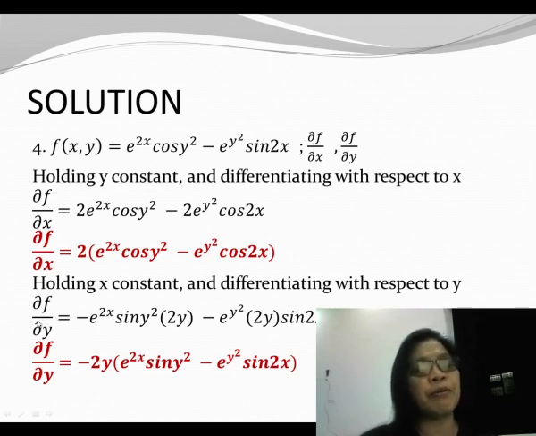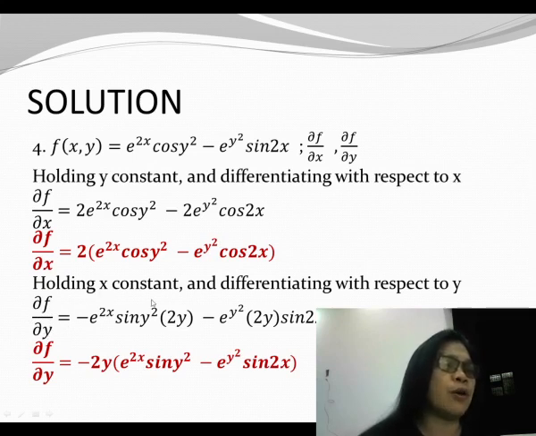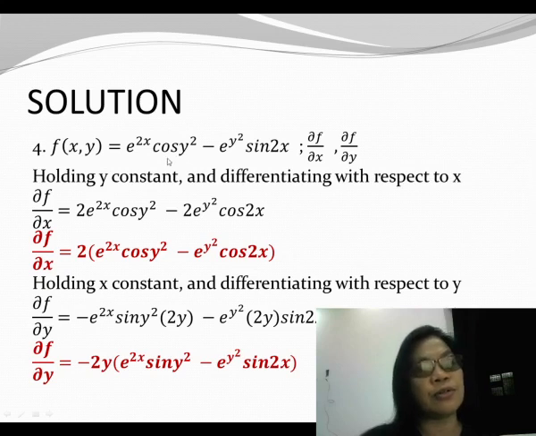And for the partial derivative of the function with respect to y, we consider x as constant. Therefore, e raised to 2x will be constant, and all we have to do is differentiate the cosine y squared. The derivative of cosine is negative sine y squared, and then we differentiate the angle y squared as 2y. For the second term, sine 2x will be considered constant because x is constant, and all we have to do is differentiate e raised to y squared. The derivative of e raised to y squared is e raised to y squared, and the derivative of y squared is 2y.